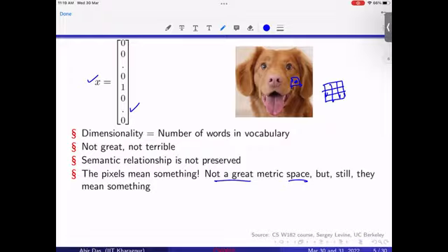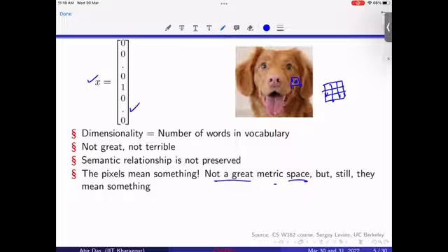In a metric space, things that are close, semantically meaningful at least for our purpose, will be close. And things that are very different in meaning, that are not similar, will be pretty far apart.